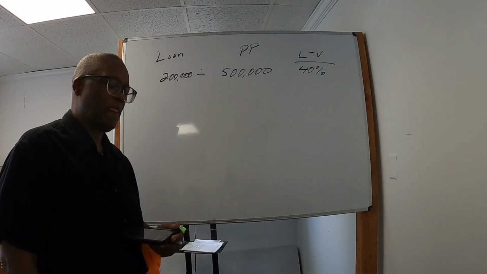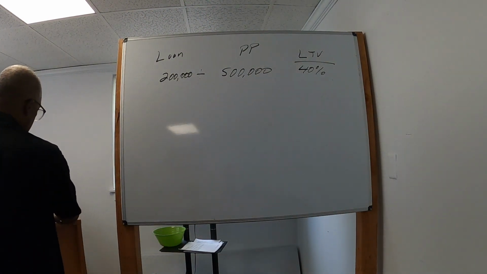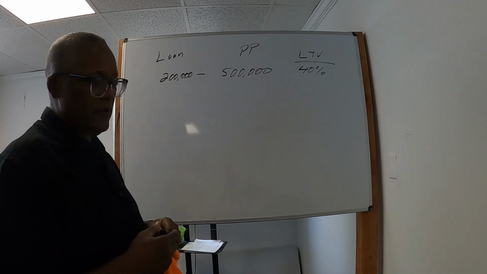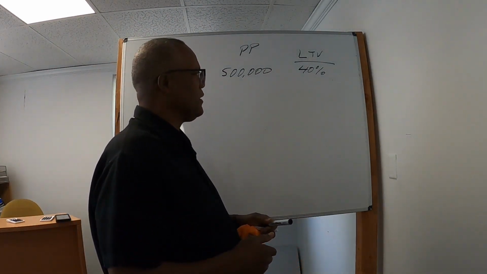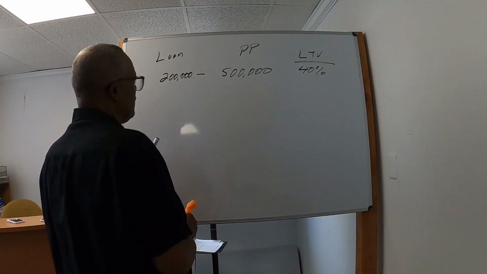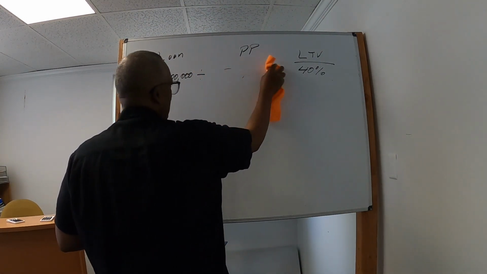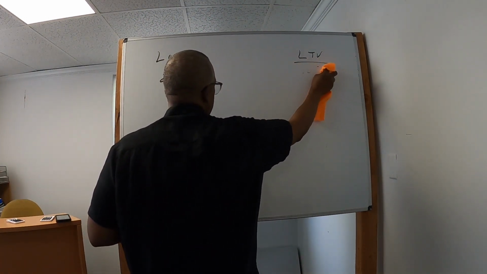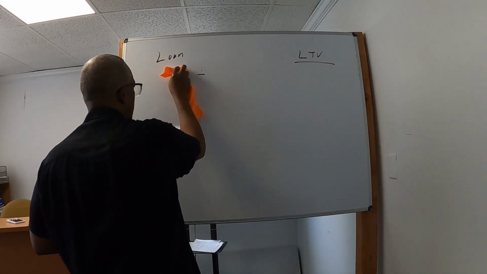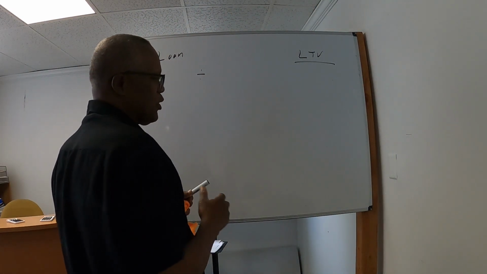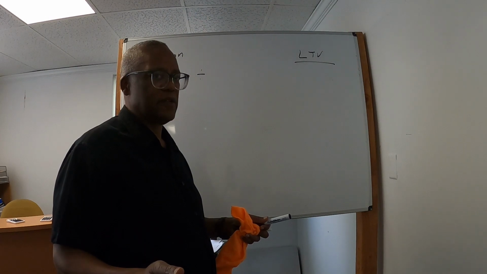That will be your answer on your test: 40%. Now, there's another way that they'll ask you on the test. They'll have the loan amount and also a down payment. They don't give you the actual purchase price, so you have to figure out the purchase price first.